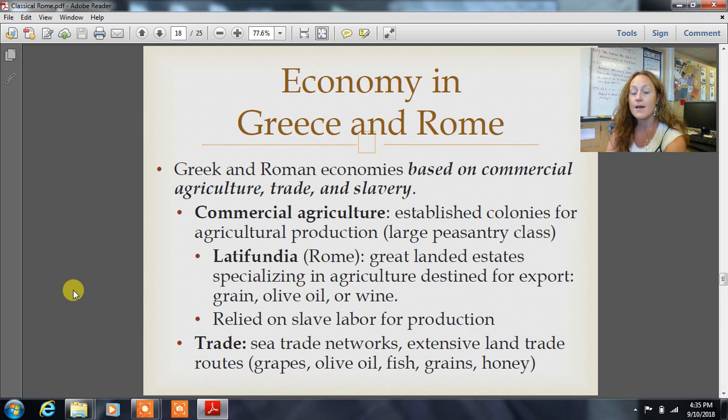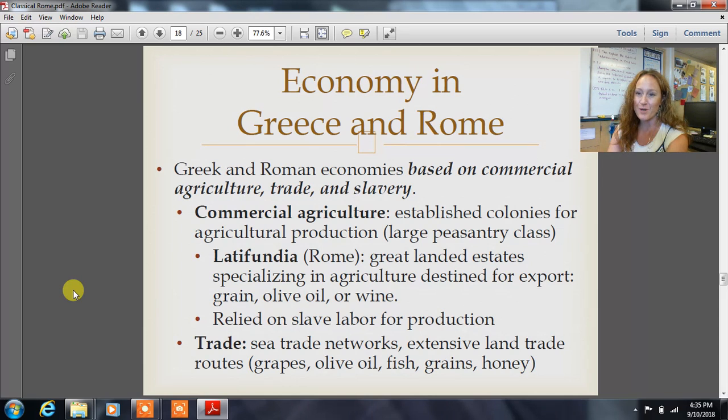So latifundia were used in Rome. These are great landed estates specializing in agriculture destined for export. So for profit, that was the idea. And so, profitable exports for the Mediterranean were grains, olive oils, and wines. And they relied on corvée or slave labor for a lot of that production.